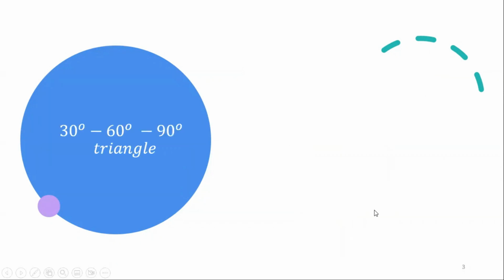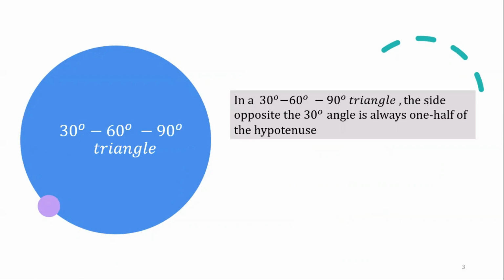So let's start with the 30, 60, 90 triangle. In a 30, 60, 90 triangle, the side opposite the 30-degree angle is always one half of the hypotenuse. So for example, this is our 30, 60, 90 triangle. Let's say we place 1 unit opposite the 30-degree angle. With a value of 1 unit, the hypotenuse is twice that, because the side opposite the 30-degree angle is one half, so we just multiply 1 by 2.